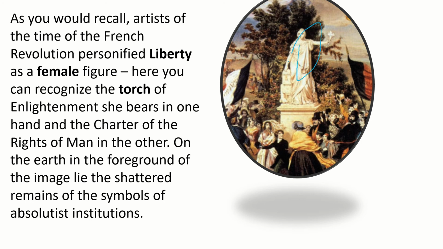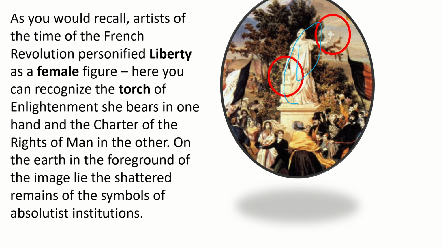You can see this is the statue. That is a female statue. You can see it means she is Liberty. Here you can recognize the torch. A torch is seen in her hand, and after that, enlightenment she bears in one hand, and the charter of the rights of man in the other hand. See, in one hand the torch is there, in the other hand the rights charter is there.